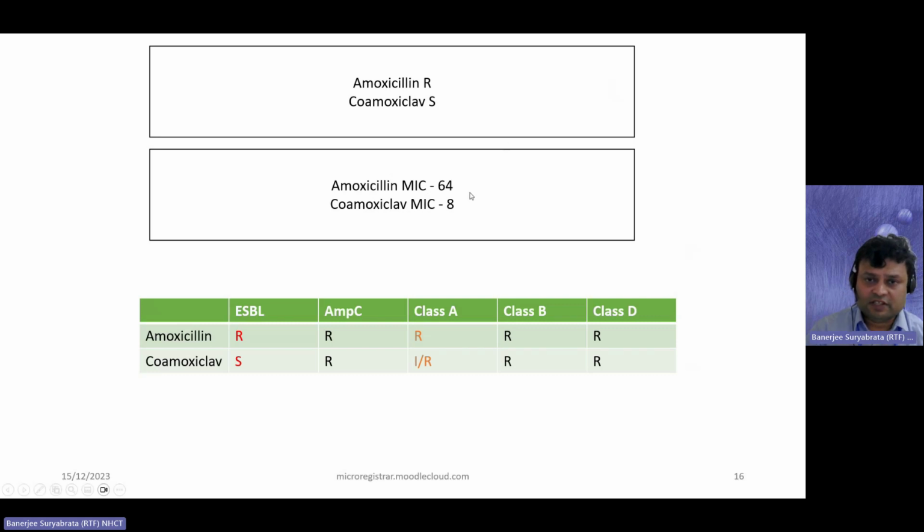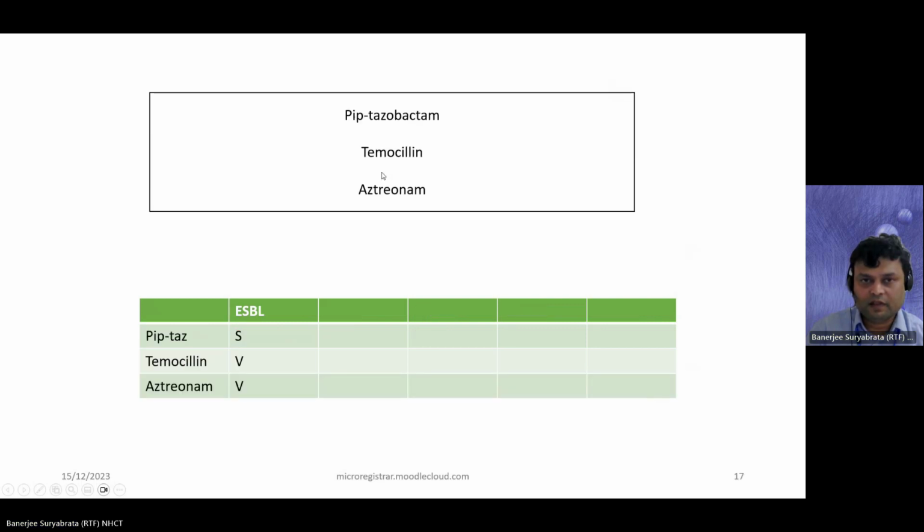If amoxicillin MIC is large and co-amoxiclav is small, or resistant and sensitive, this is most likely an ESBL, because ESBL can be inhibited by clavulanic acid. So this pattern is suggestive of ESBL, but clavulanic acid can also, to some extent, inhibit class A carbapenemase. So you need to say maybe. So this is probably ESBL, maybe class A, based on this information here.